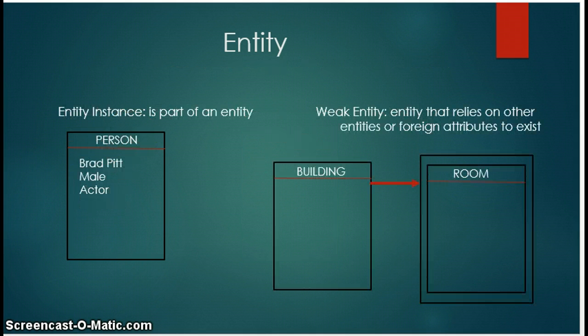Entity instances are part of an entity. Here, the entity is person, and the entity instance is Brad Pitt. And weak entities are entities that rely on other entities or foreign attributes to exist. In this example, rooms will not be able to exist without buildings. So you see the correlation between the two.